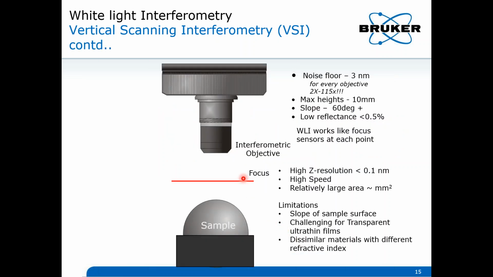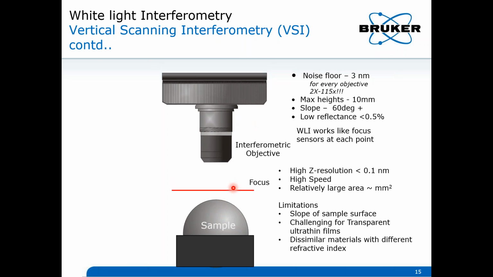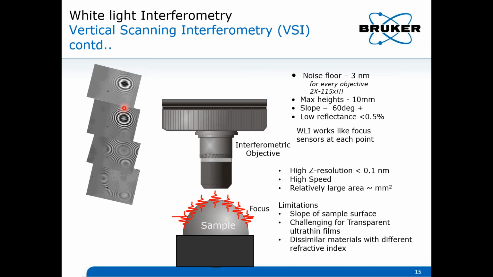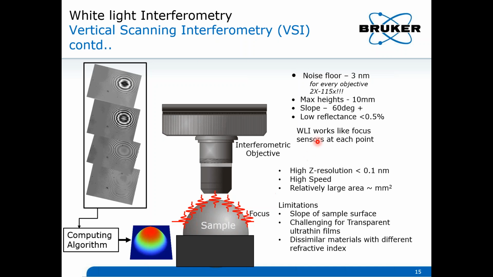First, one of the methods which we use in white light interferometry is vertical scanning interferometry, where we scan the interferometric objective down in the z-axis. As the animation shows, as the focus passes through certain points, it gives the interference patterns for each frame, which is then given to a computing algorithm to process and give us the surface structure. We have a noise floor of 3 nanometers, you can do a 10 millimeter measurement in the system, and slopes of 60 degrees plus can be measured.